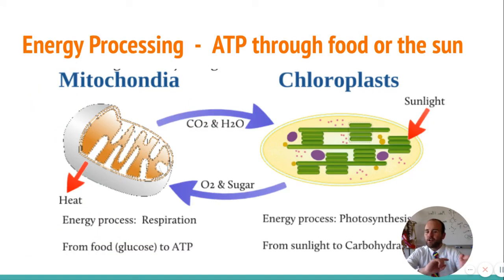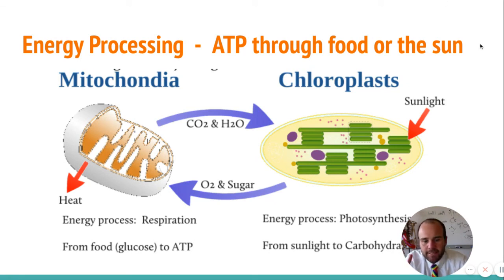And the mitochondria and chloroplasts kind of go back and forth. Mitochondria take sugar and oxygen and make it into ATP energy, carbon dioxide, and water. And then chloroplasts take carbon dioxide and water with some energy from sunlight and make sugar and oxygen. So it's kind of a reverse process going back and forth, back and forth, back and forth.